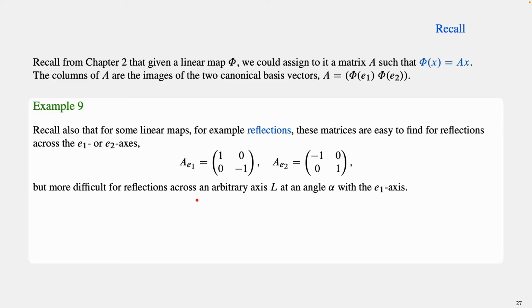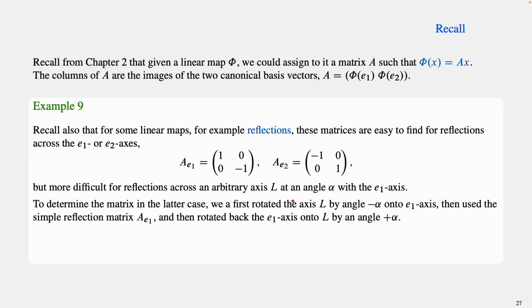But we also saw that for reflections across an arbitrary axis L at some angle alpha with the e1 axis, it was much more difficult to express this by matrices. In this case, what we did is we first rotated this axis L by an angle minus alpha onto the e1 axis. Then we used this reflection matrix to perform the reflection and then rotated the e1 axis back to its original position onto the original axis L. That meant rotating by an angle plus alpha. So it turned out in chapter 2 that the reflection across the axis L has the matrix A_L, which is first rotation by minus alpha, then the easy reflection A_e1, and then rotation back by plus alpha. And as we know now, the rotation by minus alpha is the same as the inverse of the rotation by alpha.